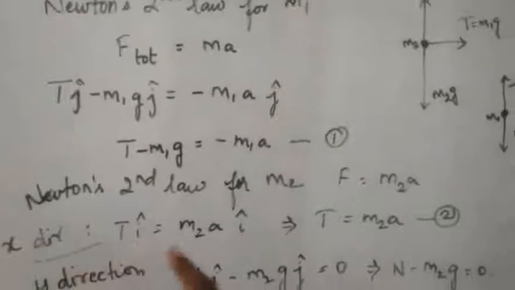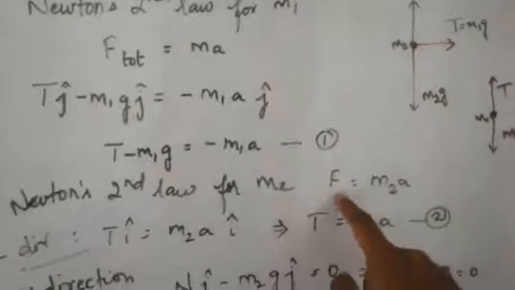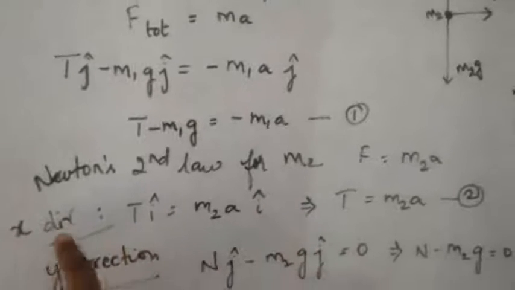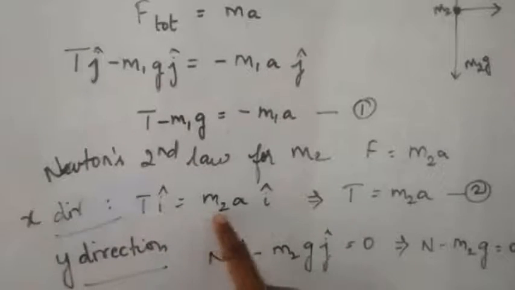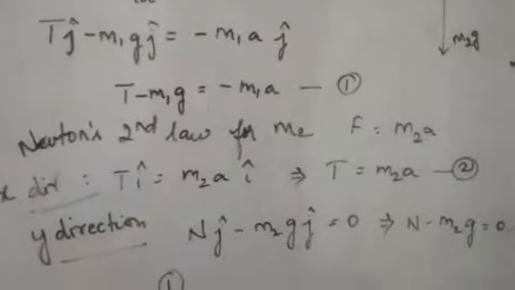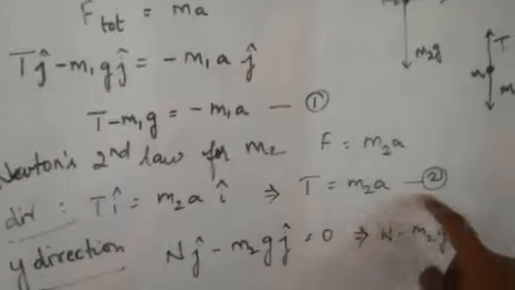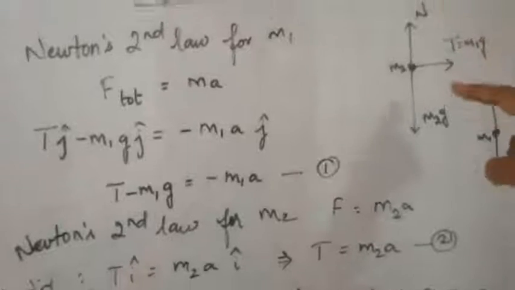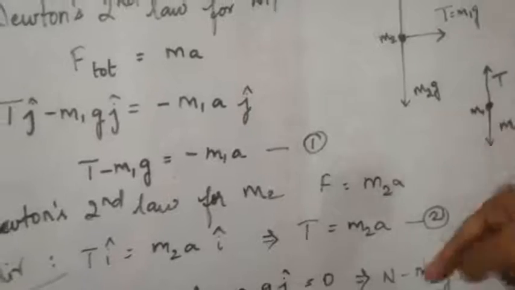So along the x direction, you have the tension force T as the only force. So the force is T, which is equal to m2a. As it is in the x direction, you have to give the vector representation as i cap. So T i cap equal to m2a i cap. Remove the vector notation, write it as T equal to m2a. Let this be equation number 2. And you have 2 other forces along the y direction. One is the normal force in the upward direction and the gravitational force m2g in the downward direction.